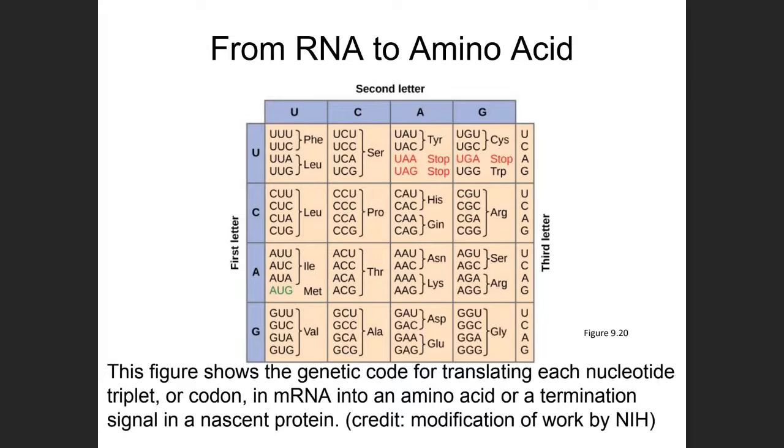And there's some redundancy in this code. So if it says UUC, that's also going to read as phenylalanine. And you can see here there's just one start, that's this methionine along the bottom. It goes A, and then U, and then G. So you've got that here. Here's our start. Everybody starts the same.